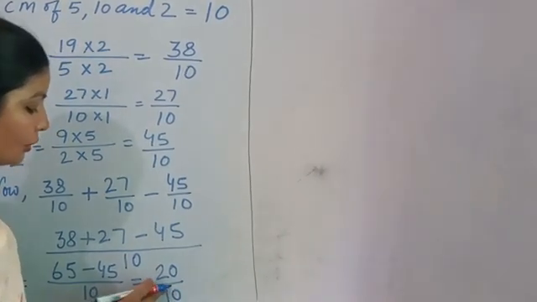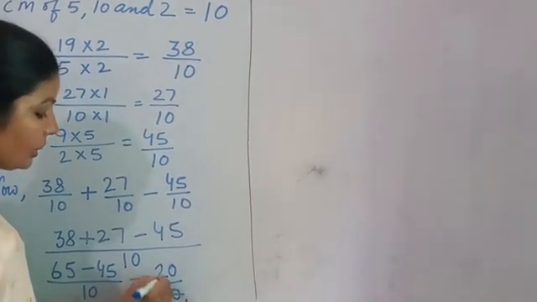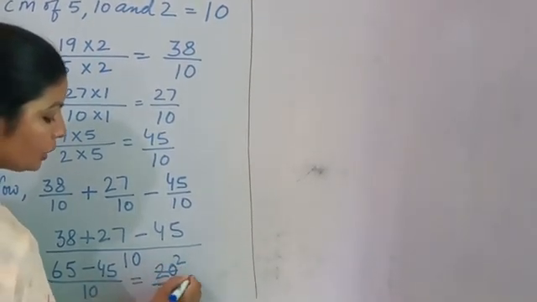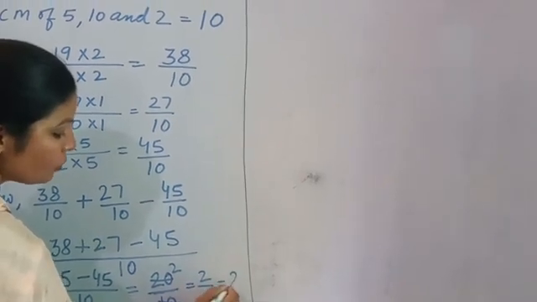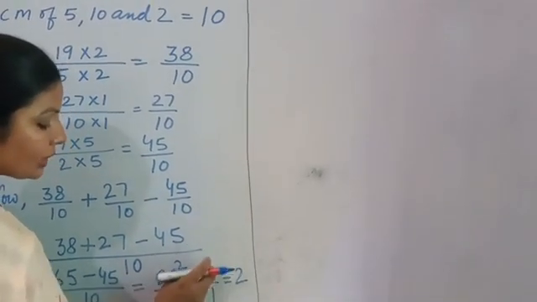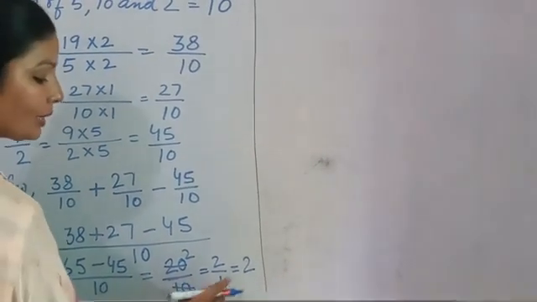Now we can reduce in lowest terms because in the 10 table we have 20. So 10 ones are 10, 10 twos are 20. So it becomes 2 upon 1. 2 upon 1 means that's equals to 2. When the denominator is 1, we can write only the numerator as our answer because denominator 1 means nothing.